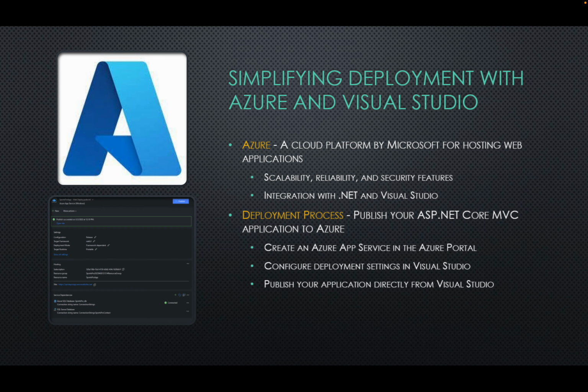And last but not least, we use the cloud to simplify deployment. We use Azure to simplify deployment with Visual Studio. To publish our apps in ASP.NET Core, first we had to create an Azure App Service in the portal. Next, we had to configure all of our data and deployment settings in Visual Studio. And finally, we had to publish our application directly from Visual Studio. And that was it. Just like that, we were live on the internet.